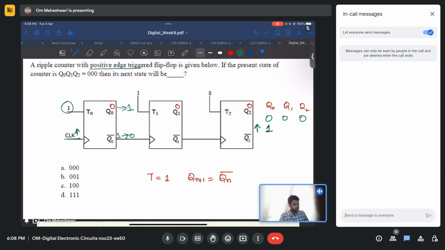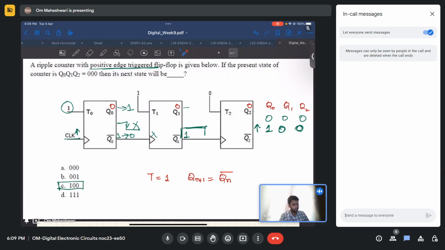Now these are positive edge trigger flip-flops, right? So it is going from 1 to 0. This is a negative edge, so it will not trigger. So it will remain 0. Same as here, it is 1 only. So there is no positive edge coming. So it will also stay as 0 only. So this will be the next state.